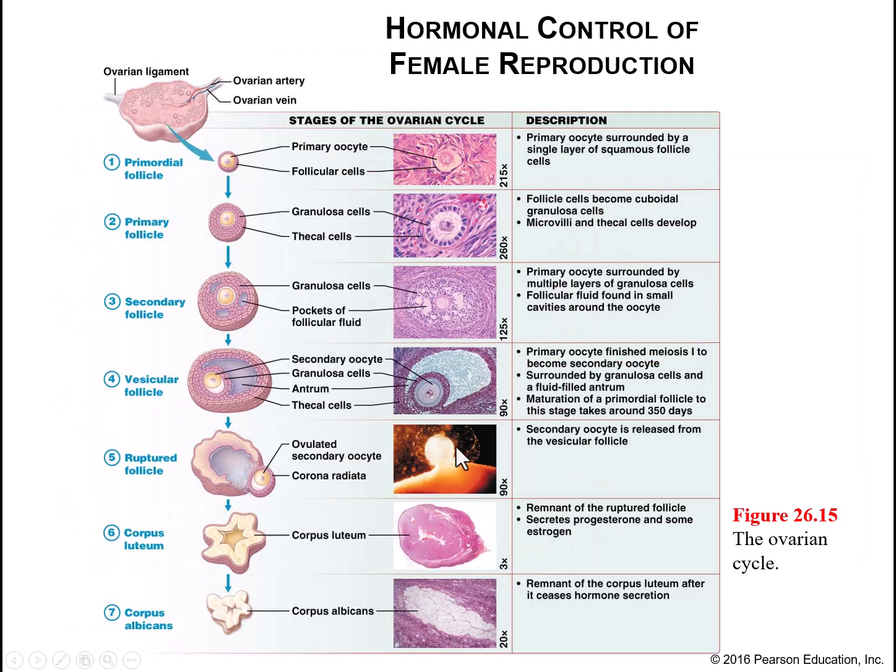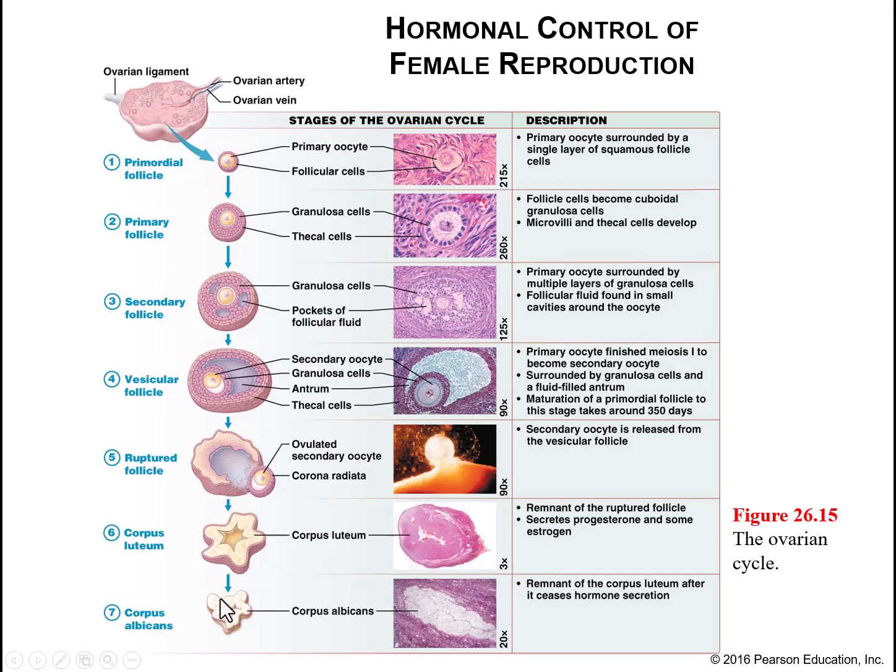Then once ovulation takes place, those granulosal cells that are left on the ovary revert to being a corpus luteum. So this is the remnant of our ruptured follicle. They start secreting progesterone and some estrogens. So all along, during the development of the follicle, it is making some estrogens. And then after ovulation, when it becomes a corpus luteum, it makes both estrogens and progesterone.